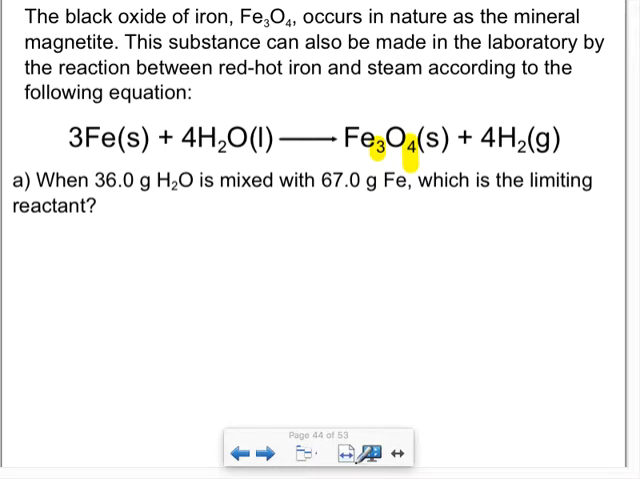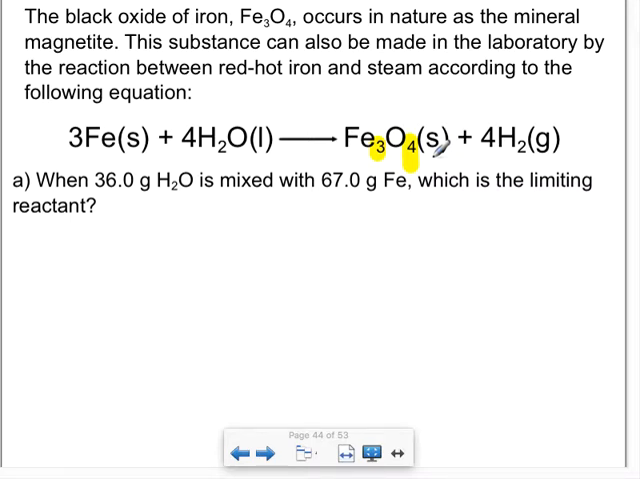Let's take a look at another scenario, black oxide of iron. Again, I think I made a typo on your active notes, so make the corrections, please. Black iron oxide occurs in nature as the mineral magnetite. You take red hot iron with steam and you get black oxide. So if we are given 36 grams of water mixed with 67 grams of iron, which is the limiting reactant?